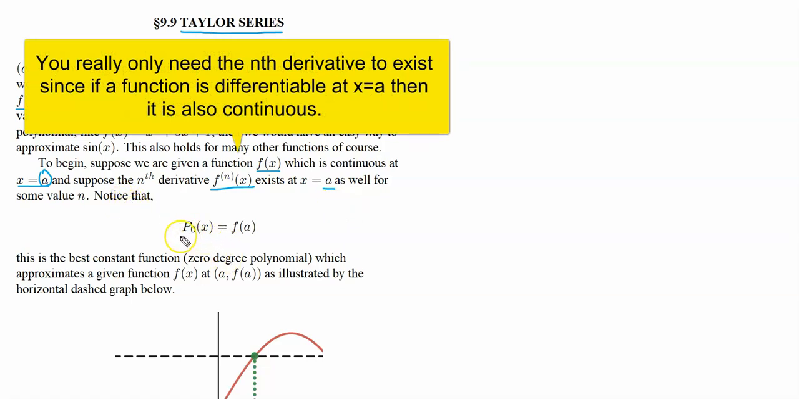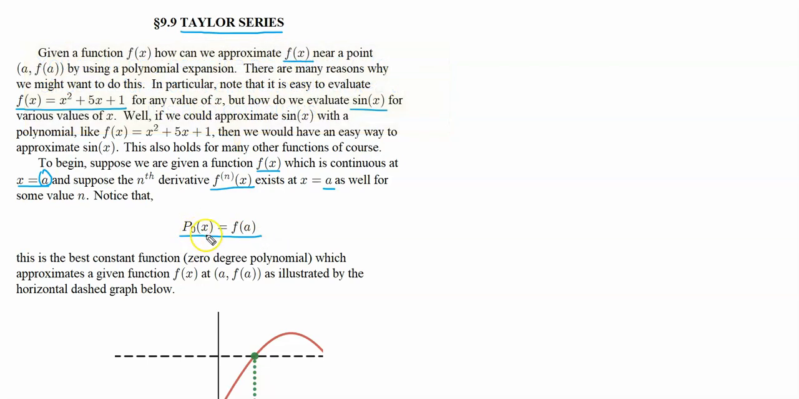Now let's notice this to start. If we consider the polynomial of degree 0, which is a constant function, p0 of x equals f of a, then this is going to be the best constant function or 0-degree polynomial that approximates f of x at a, f of a at that point. For example, consider this illustration we have here.